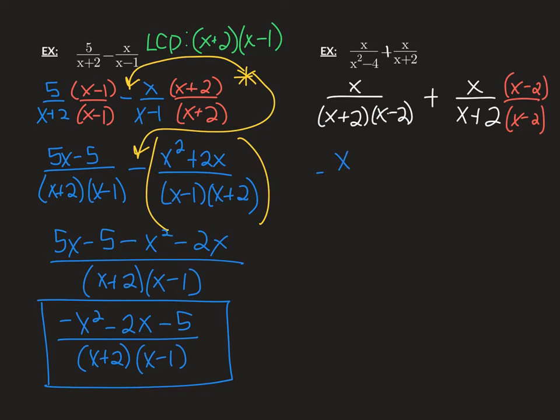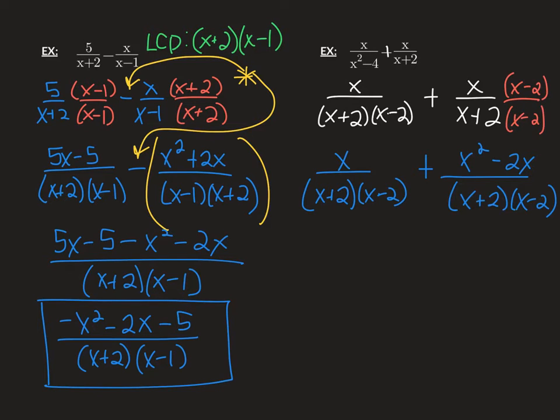Okay, so let's go through and do that. Nothing has changed on this first fraction, and again, I'm going to leave it in its factored form. And I'm going to add to it. This time I am going to distribute my x into my x and my minus 2. So I get x squared minus 2x over, and again, I'm going to leave it in its factored form, x plus 2, x minus 2. Now I can combine like terms, and in doing so, I get x squared minus x over x plus 2, x minus 2.